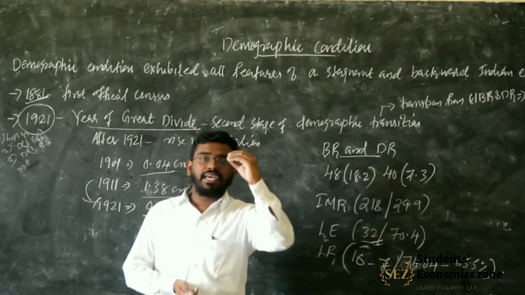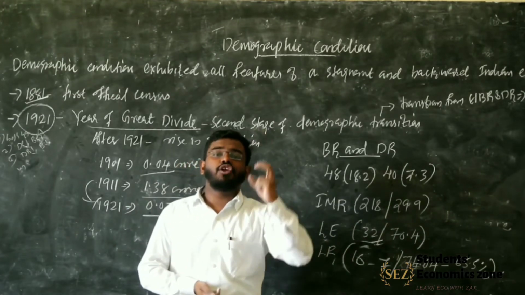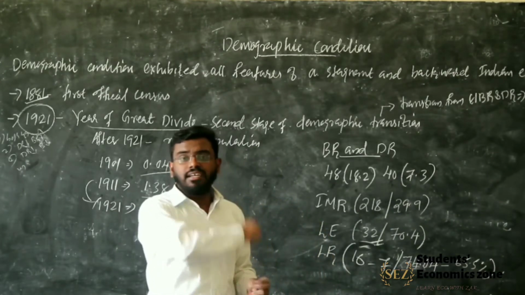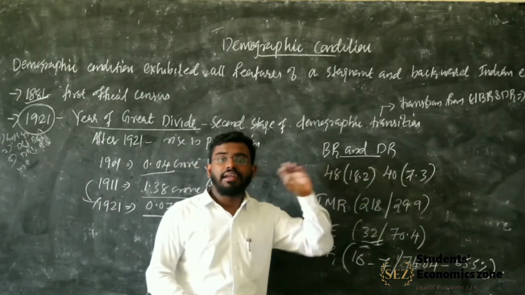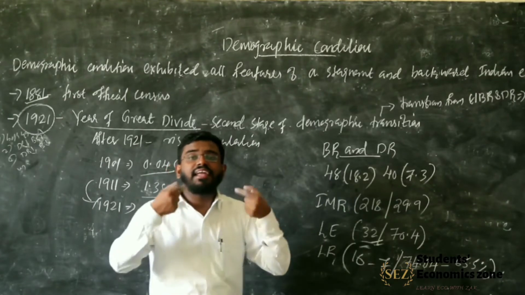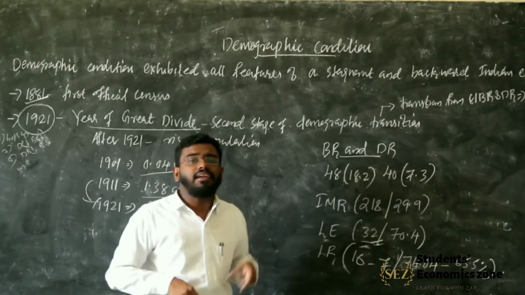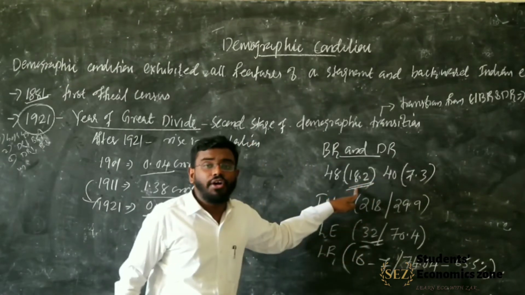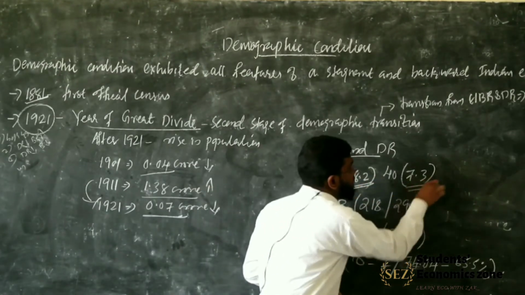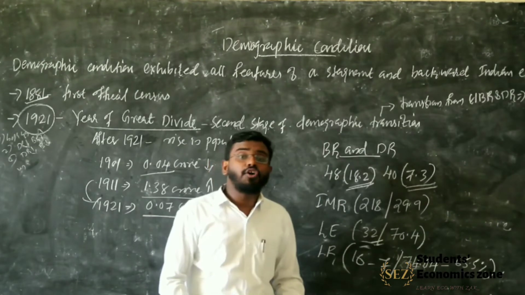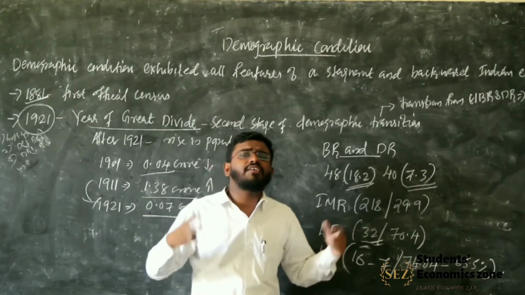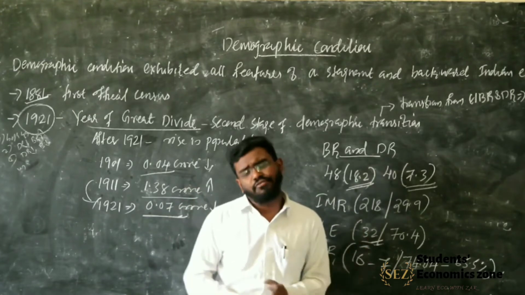So there we can see a low level of health infrastructure in our economy. That is the reason for the high birth rate and high death rate. If we analyze the present year data, our birth rate became 18.2 and death rate became 7.3. Both have decreased. That shows our improvement in health infrastructure.